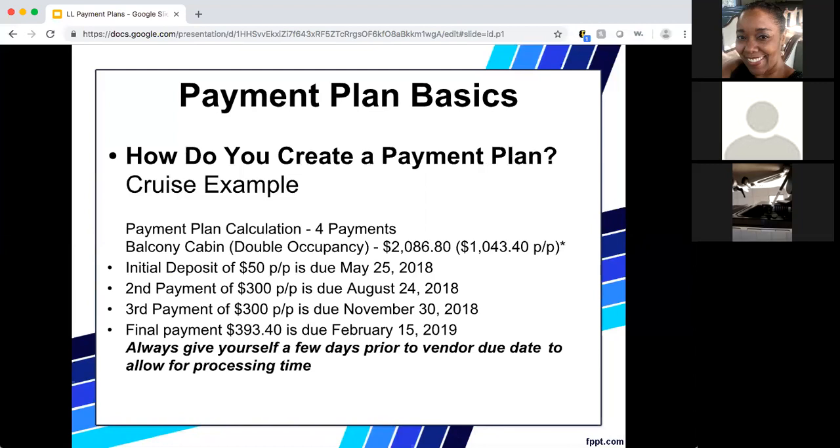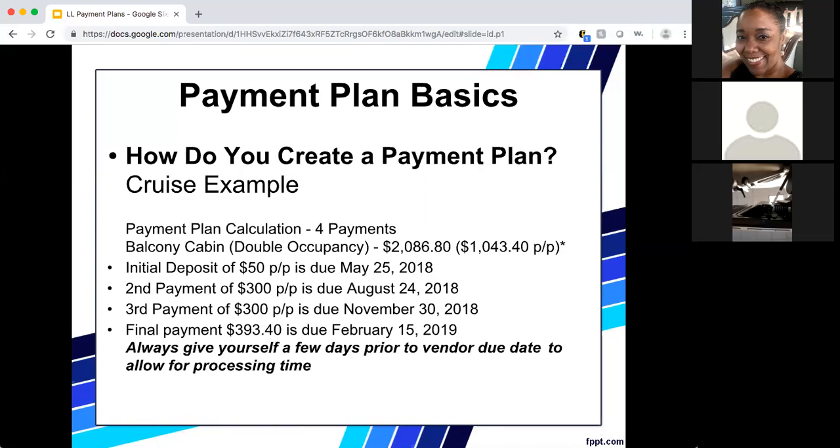Then what I did was the second payment, I went forward to August and asked them for $300. Then I went forward to November, asked them for another $300. And I went to the final payment date, which was February, and I moved it back just about a week or so, so I would have a little leeway in case people were late on that final payment. And I said that the final balance would be due.